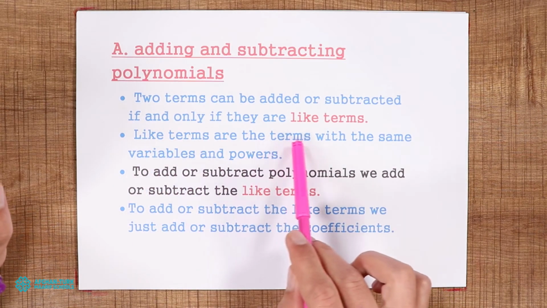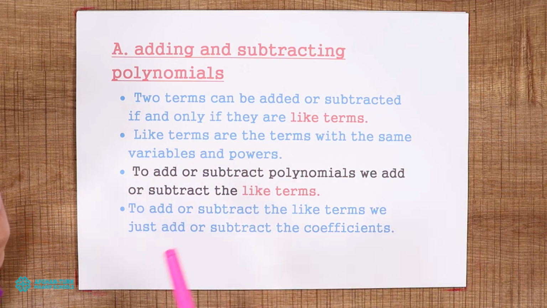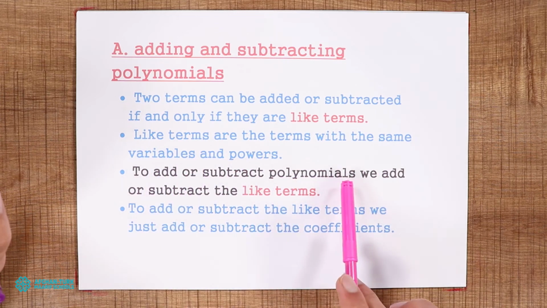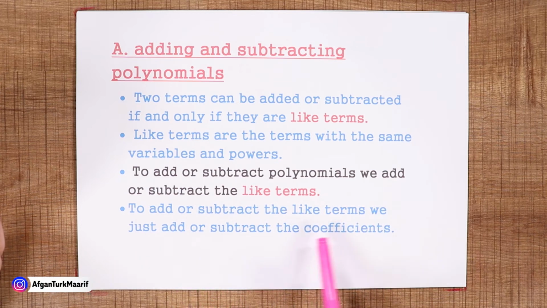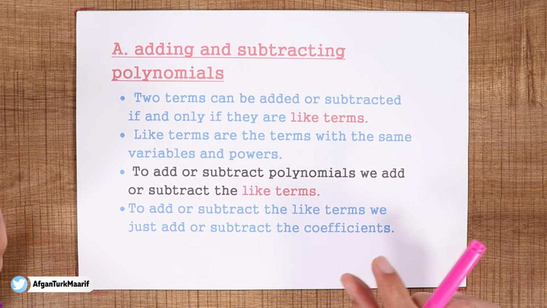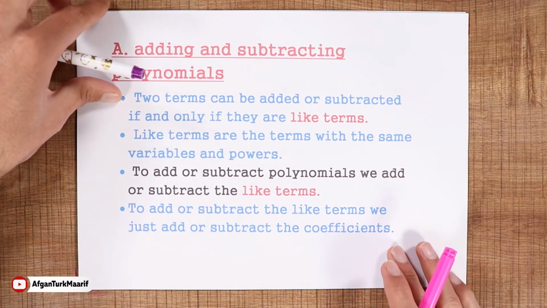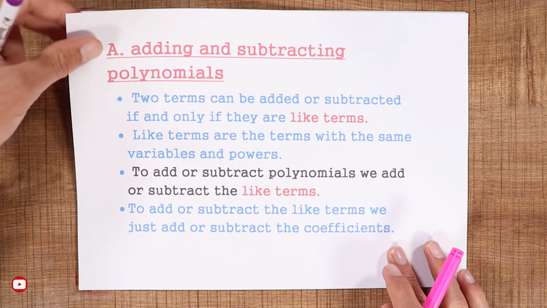So like terms are terms with the same variables and powers. To add and subtract polynomials, we add or subtract the like terms. It is obviously clear for you. To add or subtract like terms, we just add or subtract the coefficients. To add the terms, you take one of the variables and powers, and you just need to add the coefficients.